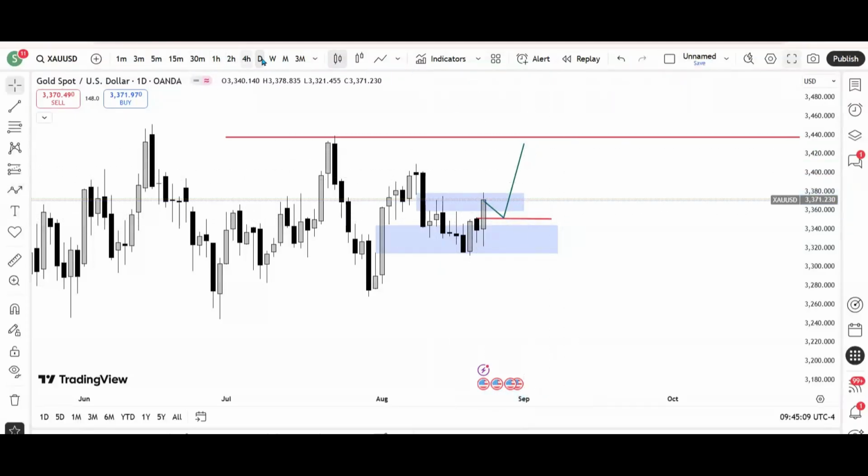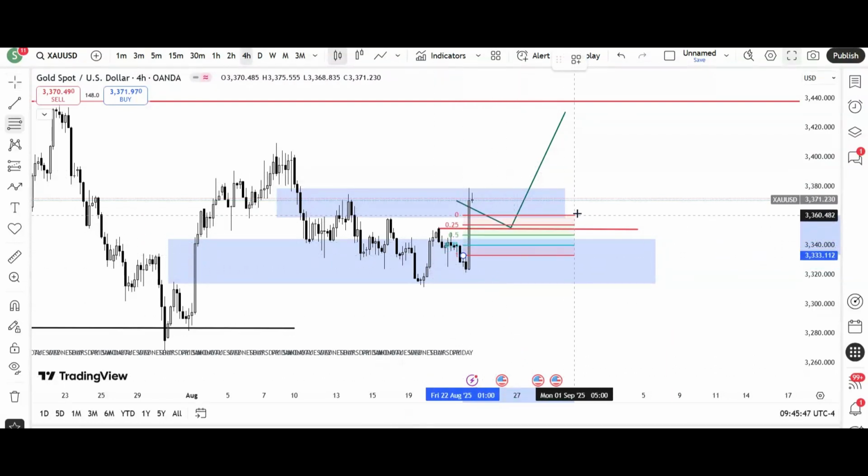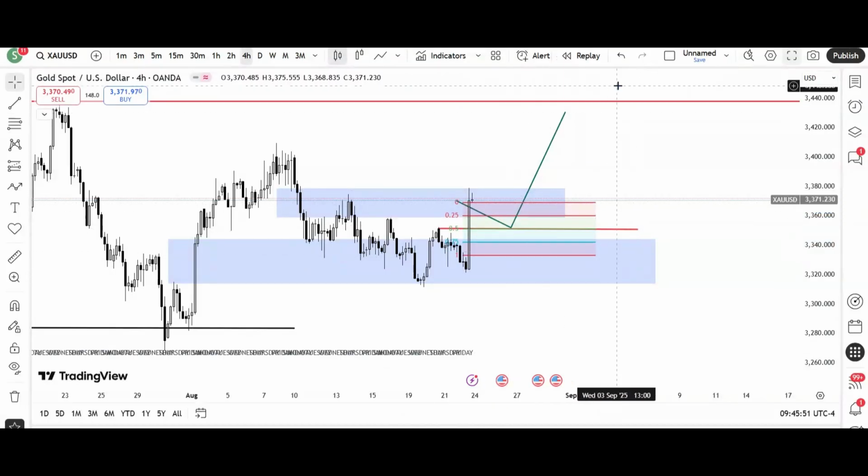So if you look at the 4 hour, this is a good bullish displacement, and you can see we closed above these highs, and these highs. We just swept these highs. So we have this fair value gap here. So of course, you're expecting to see a retracement to this fair value gap. This is a big fair value gap before we continue with the bullish move.